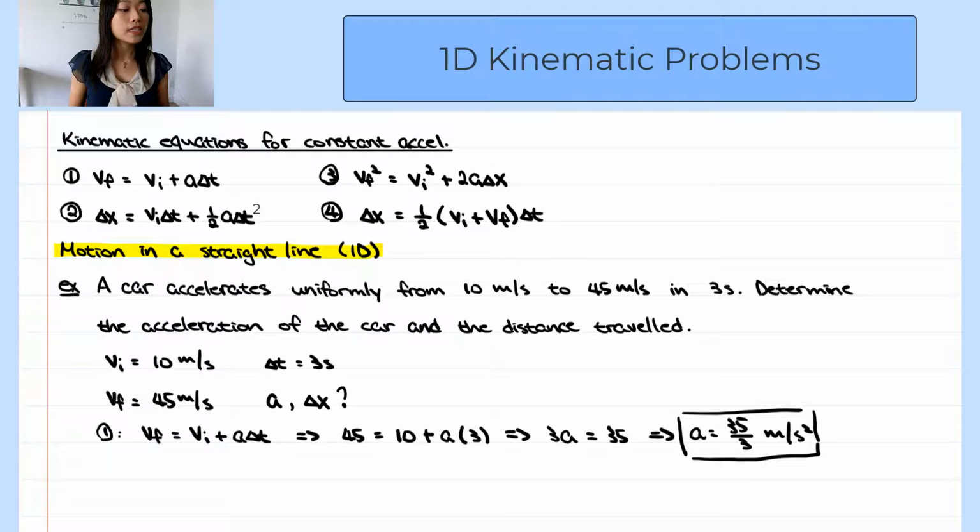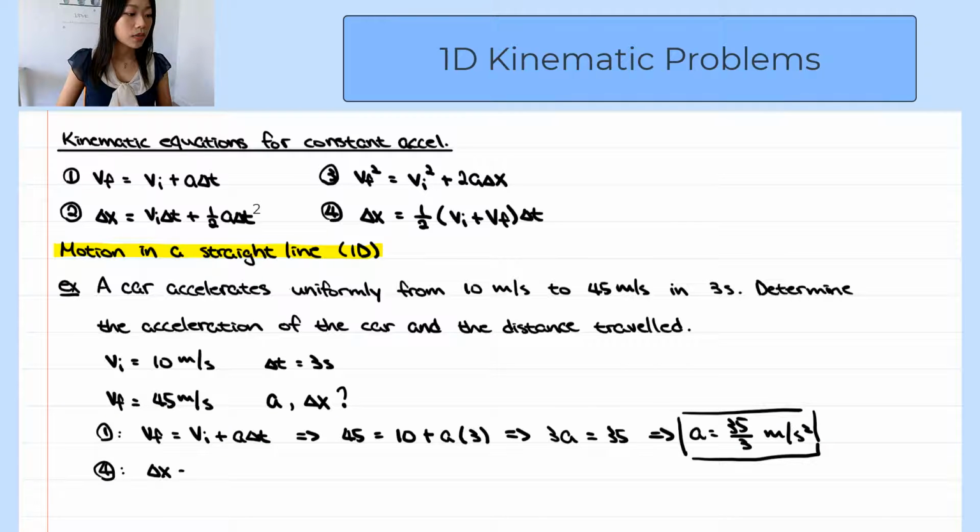Now let's find the distance traveled. Since the direction of the car does not change during the 3 seconds, delta x, the displacement, also equals the distance traveled. Now let's look at the equations. We want to use an equation that has delta x, which is equation 2, 3, or 4. You can use either one. Here I'm going to use equation 4.